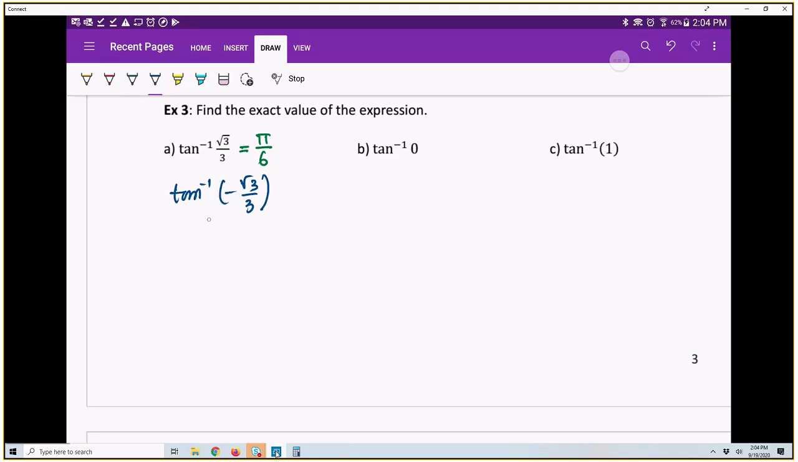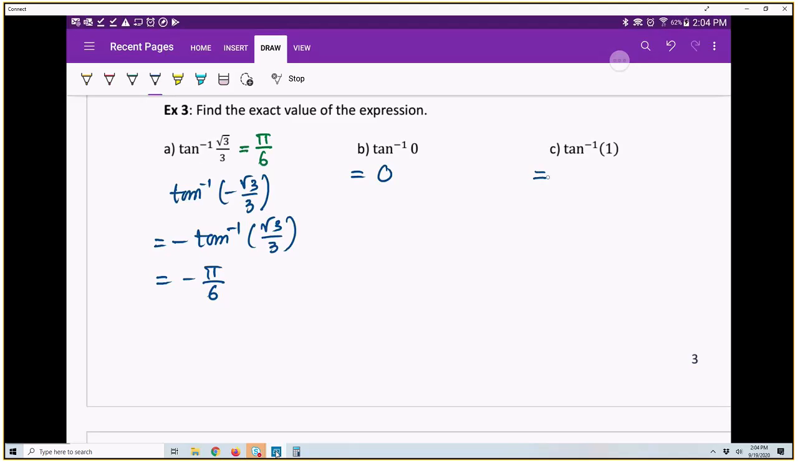So what I do, again, is slide the minus out like sine and write it as minus tangent inverse of square root of 3 over 3. Since tangent inverse of square root of 3 over 3 is pi over 6, your answer is negative pi over 6. Tangent inverse of 0 is 0.